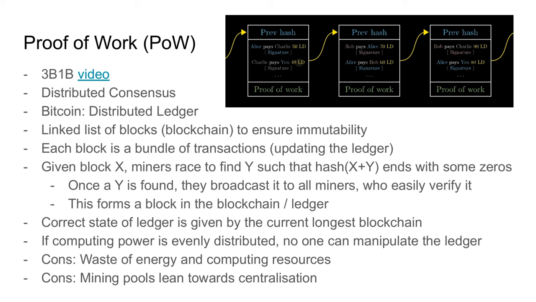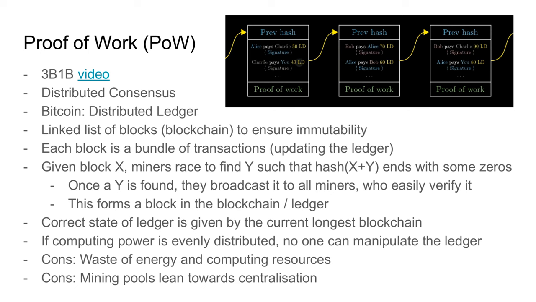So it's a distributed ledger, and how you maintain immutability, how you make sure that somebody cannot go back in time and rewrite history, is that the previous hash is included in the next block. So it's a chain of hashes, a chain of blocks, and if you try to change the data in one of the blocks, you need to recalculate the hashes of all the future blocks. So that's how this chain of blocks ensures that somebody cannot modify the past without needing to recalculate everything. So it's a distributed ledger made out of a chain of blocks, and each block contains a list of transactions.